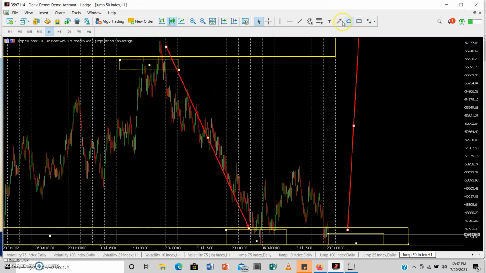Same thing happens at this point. I already know now I'm at a support level from a higher time frame, so I should expect an upward movement at least. I should at least expect an upward movement.